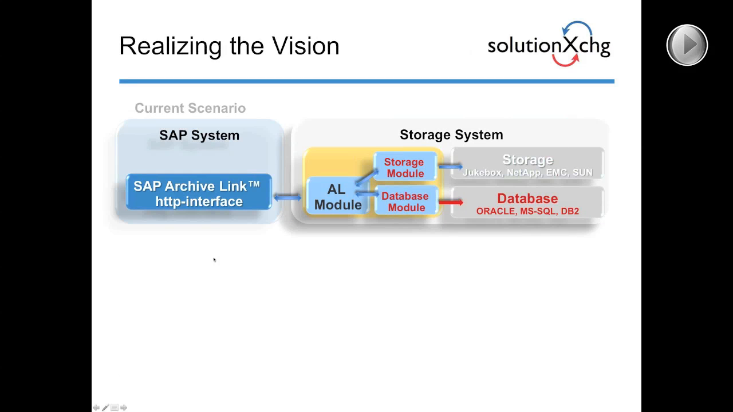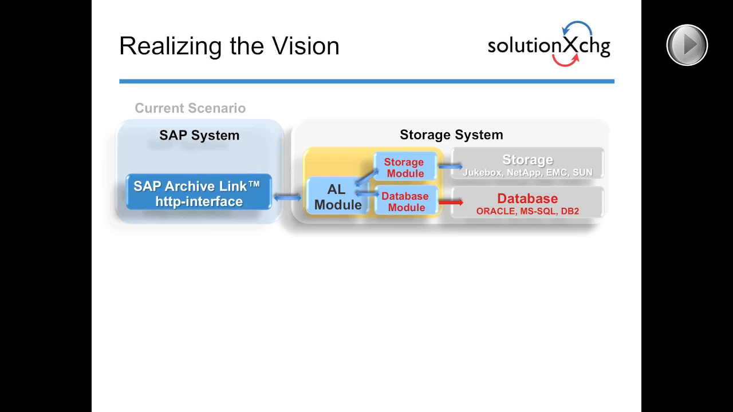So here again, a classic system, as many of the large enterprise content management systems out there are architected. They use an SAP Archive Link module that connects to the SAP Archive Link HTTP interface. Then they have a storage module, a database module. They have a large database that requires a license, Oracle, MySQL, DB2, and then they connect to storage like a Jukebox, NetApp, EMC, or any other storage that is out there in the market. So that's the classic setup.